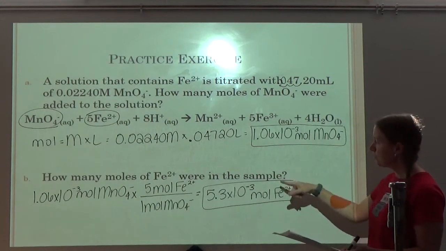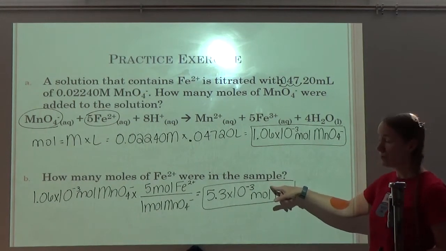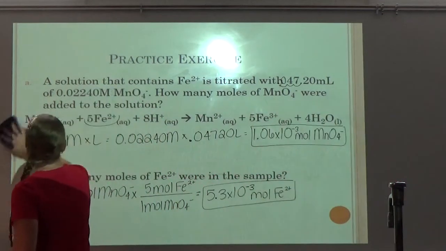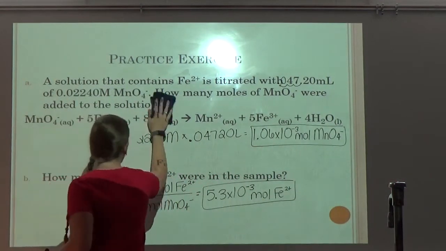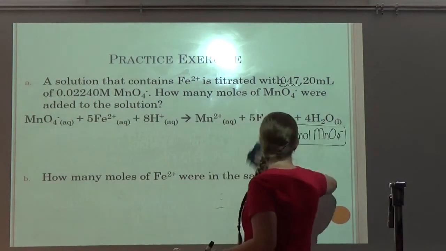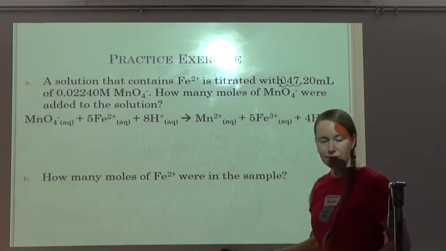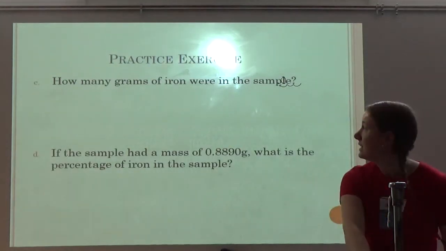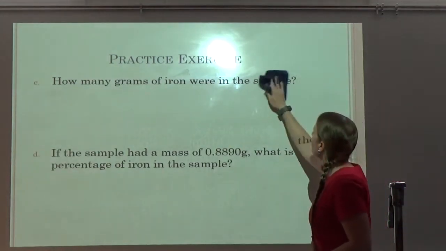All right, now I can see on my paper that there's a part C and a part D, so looks like I need to pull this number. So I'm going to bring this number to the next slide with us. Okay, so if you haven't tried part C and D, maybe pause the video and try part C and D real quick. Then I'll assume you've done that. So it says how many grams of iron were in the sample.